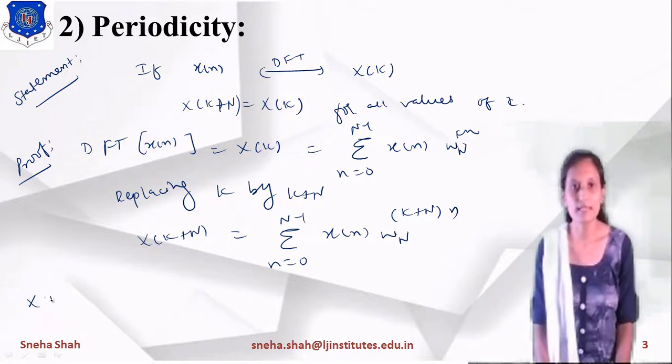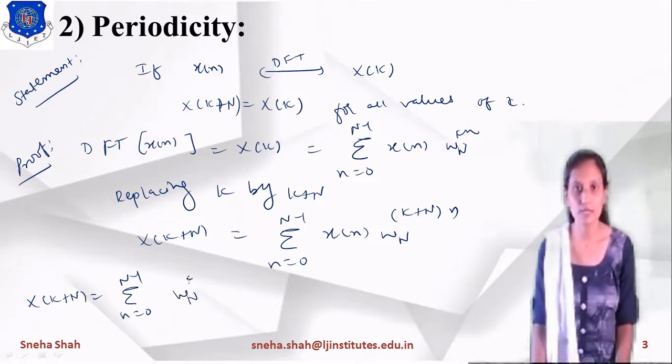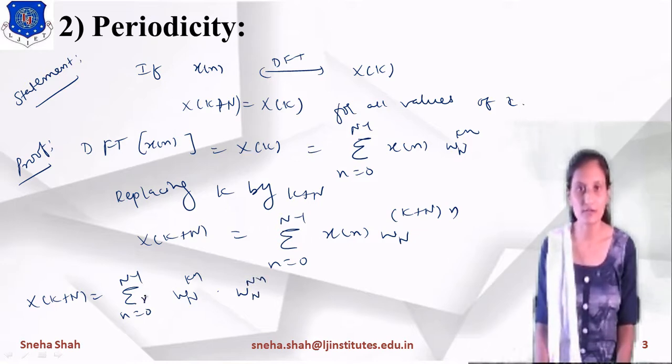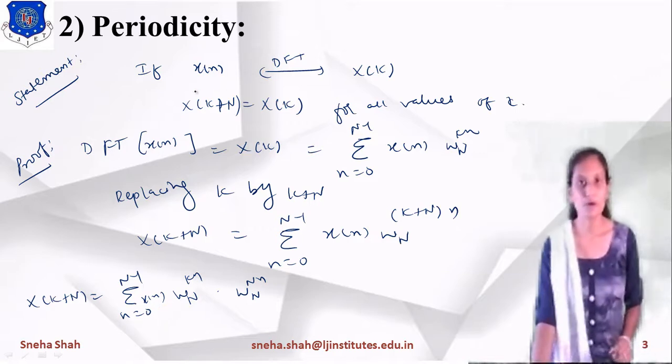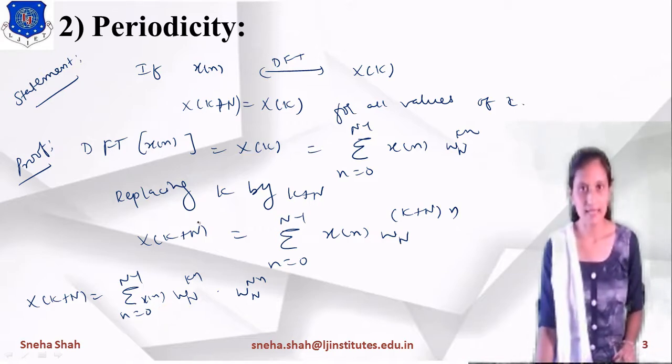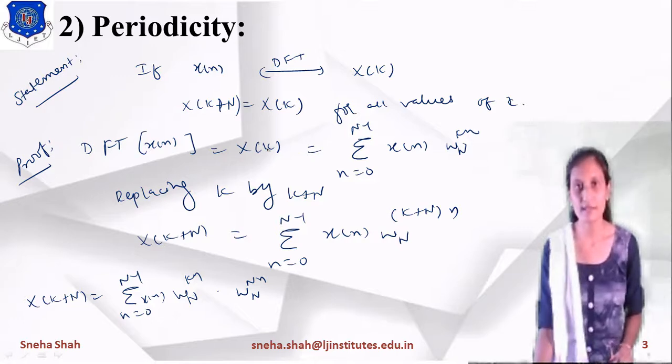Now if I am finding this X of k plus N, then what will be the value? Summation n equals 0 to N minus 1. Now what is the value of this? W_N raised to k N into W_N raised to n N into this x of n, right? Now if we want to prove this property, X of k plus N should be equal to X of k.